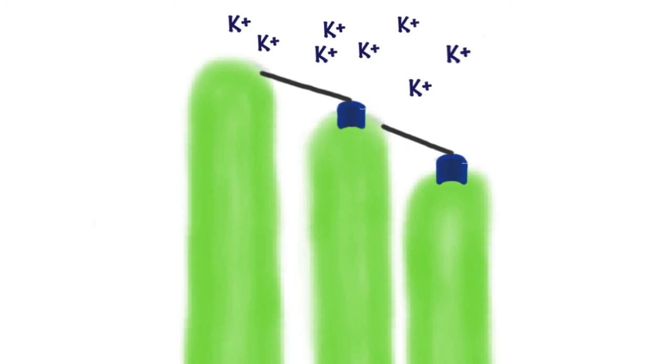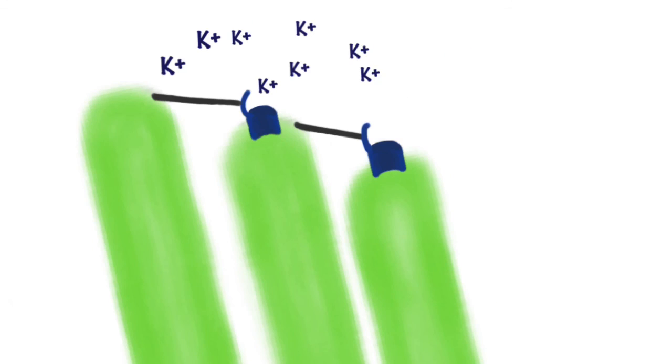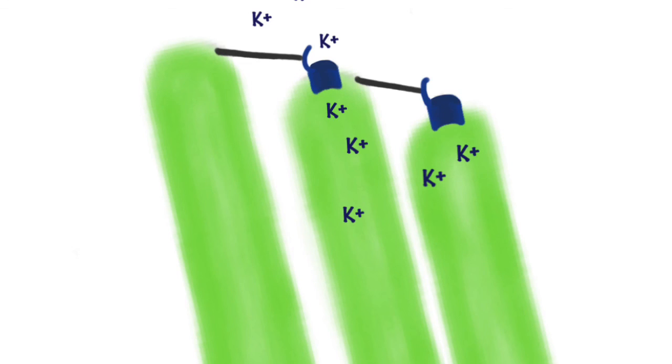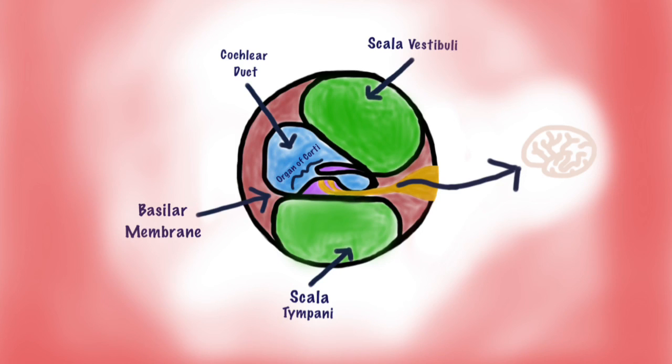The movement of the basilar membrane causes the stereocilia at the top of the hair cell to move back and forth. Fibers connecting the stereocilia open mechanically gated ion channels which let in potassium ions. The influx of positively charged ions causes the cell to depolarize, which sends an action potential or nerve impulse down the 8th cranial nerve to the brain.